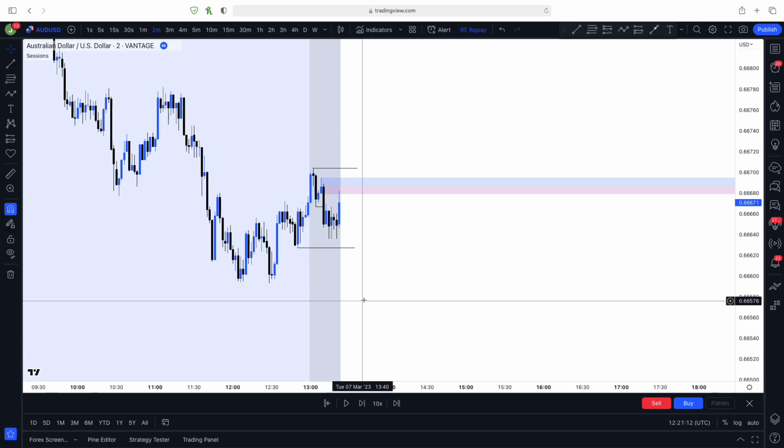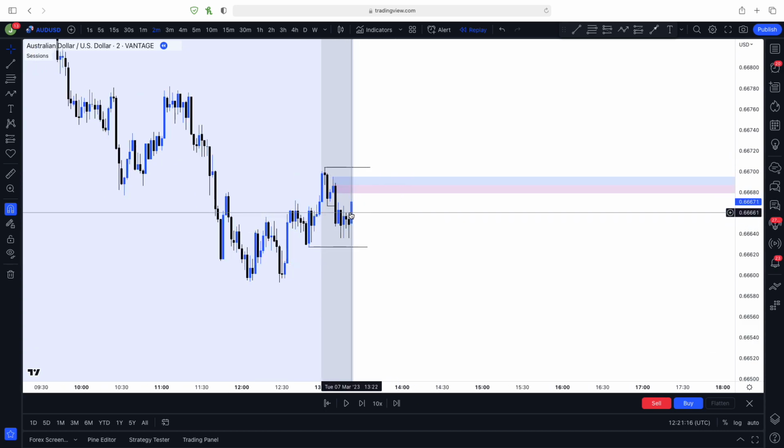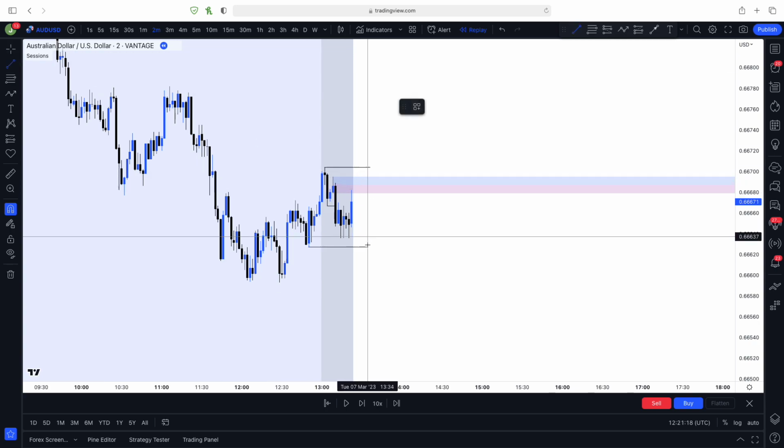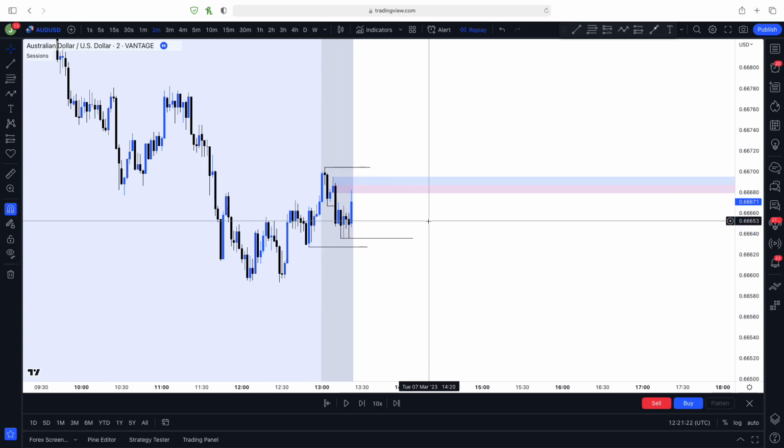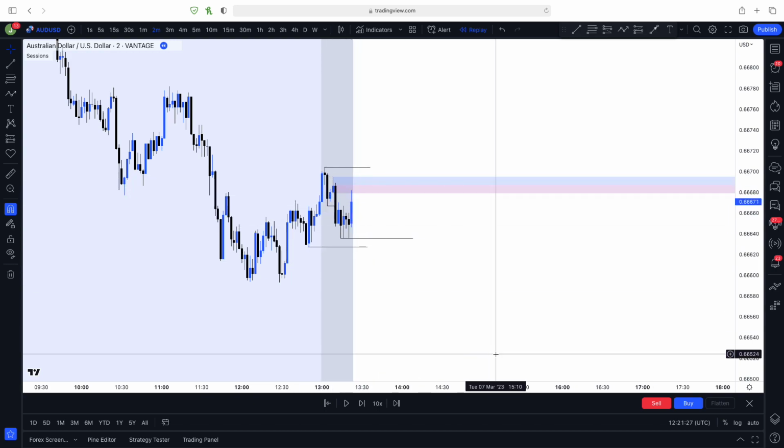Okay, so what do we do at this point? We create our situation 2 or our minor structure low. We know that because why? We body broke above. And what's that body break also doing? That body break is also now mitigating that IM, okay? So now essentially all we need to see is a reaction from here and then a follow through to create that second break of structure which we need, okay?